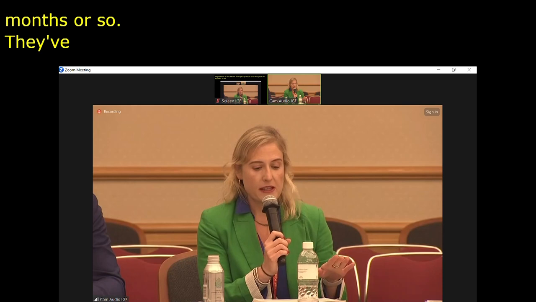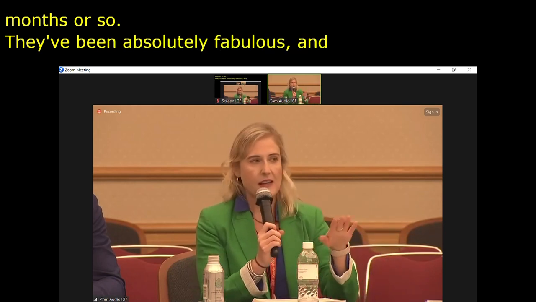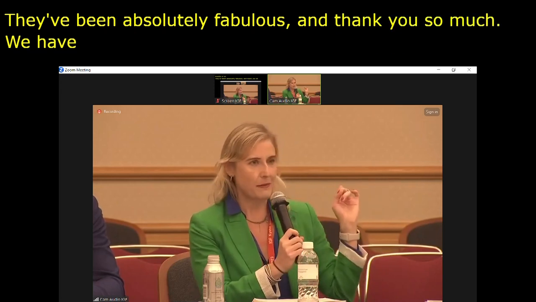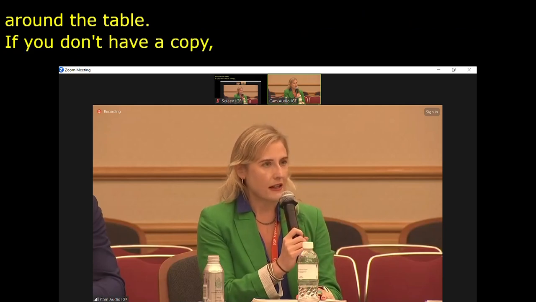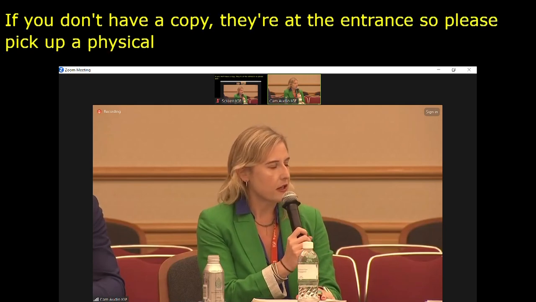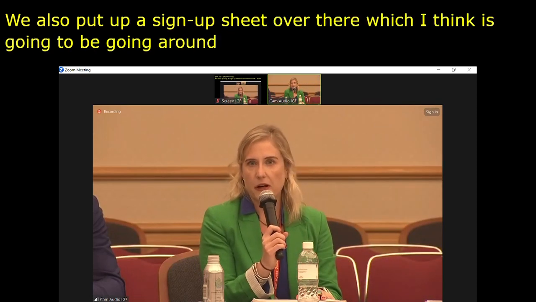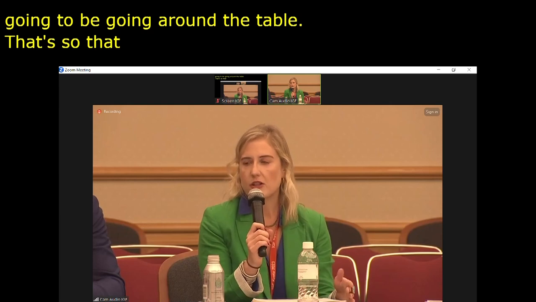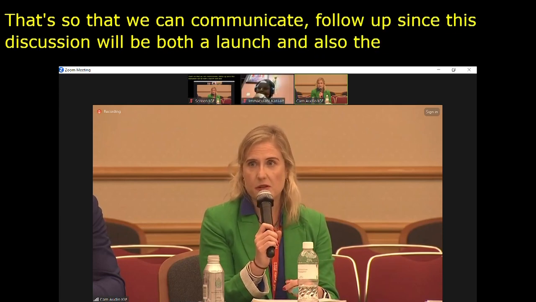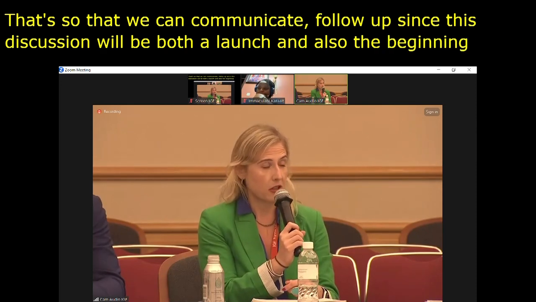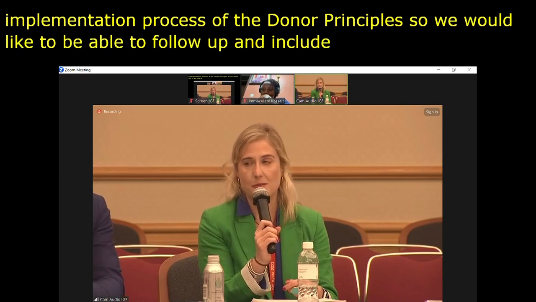So we have a copy of the Donor Principles at all of the seats around the table. If you do not have a copy, they're also right by the entrance, so please pick up a physical copy. We also put a sign-up sheet over there, which I think is going to be going around the table. That's so that we can communicate follow-up, since this discussion will be both a launch and also the beginning of the implementation process of the Donor Principles. So we would love to be able to follow up and include you in those conversations as we start to roll out implementation in the next months and the next year.